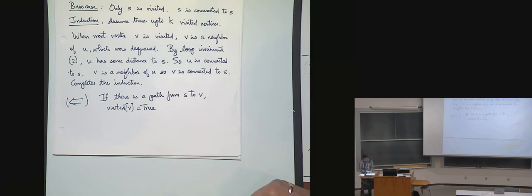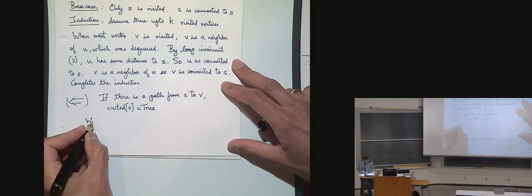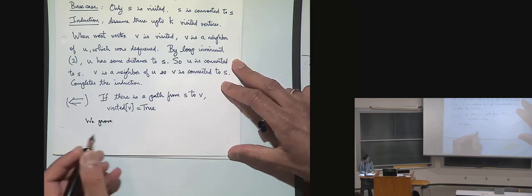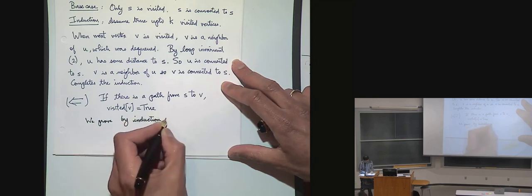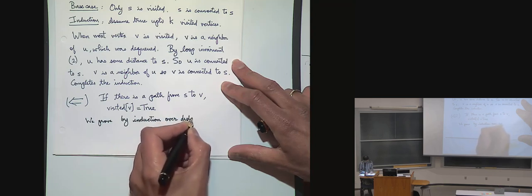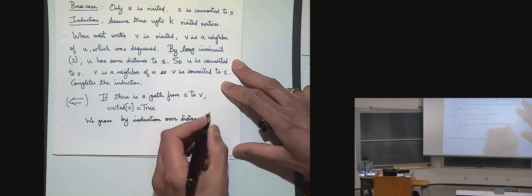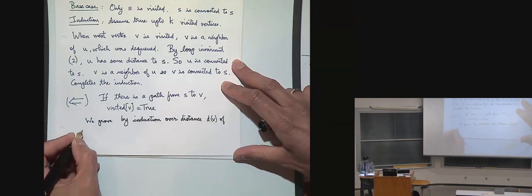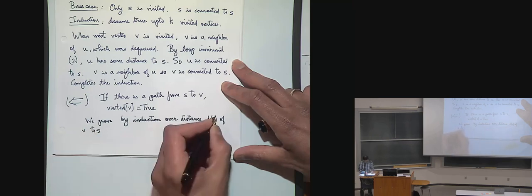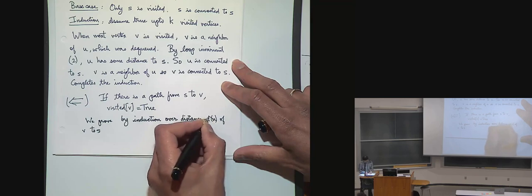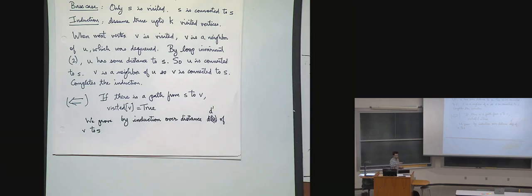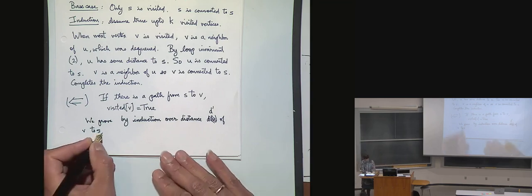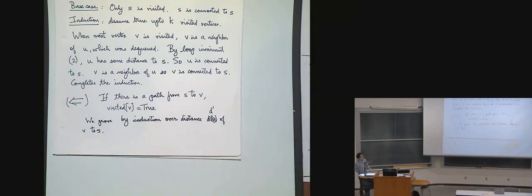Okay? So I'll say that we prove by induction over the distance dV of V to S. So maybe I'll just call this D prime. The reason I'm not calling it D is because we've used D so many times in the previous proof that I want to distinguish this as a variable. I don't want to overload that variable. Okay, so we'll prove this by induction over the distance D prime of V to S.